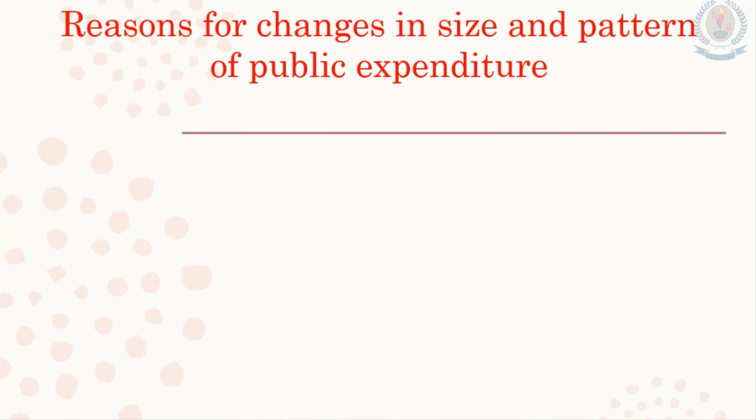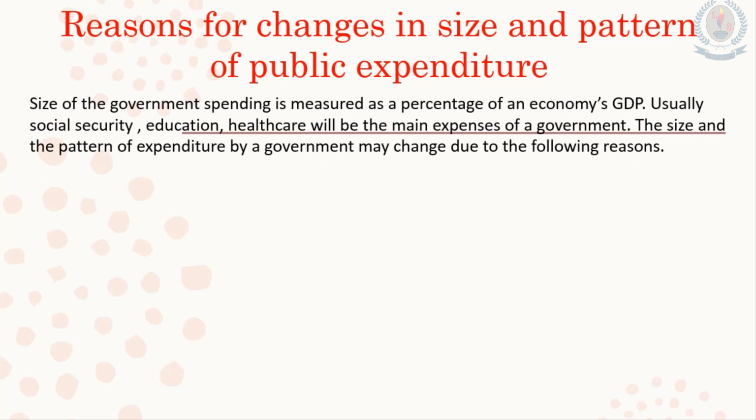Reasons for changes in size and pattern of public expenditure. The size of government spending is measured as a percentage of an economy's GDP. Usually, social security, education and healthcare will be the main expenses of any government. The size and the pattern of expenditure by a government may change due to the following reasons.